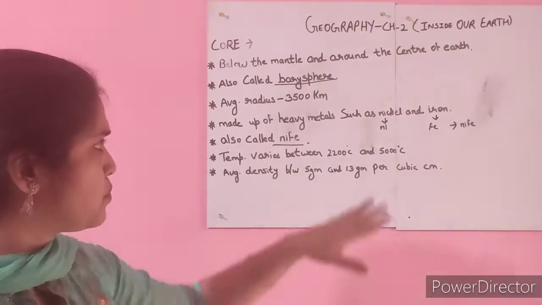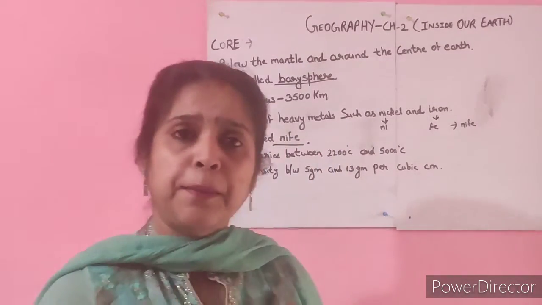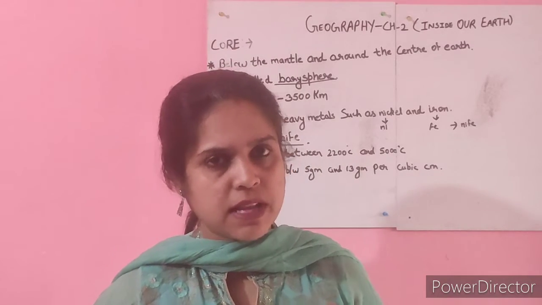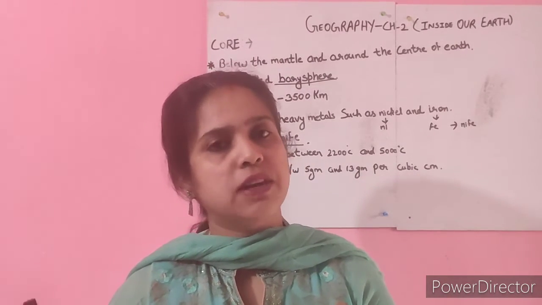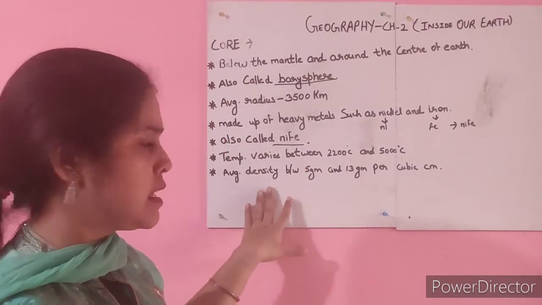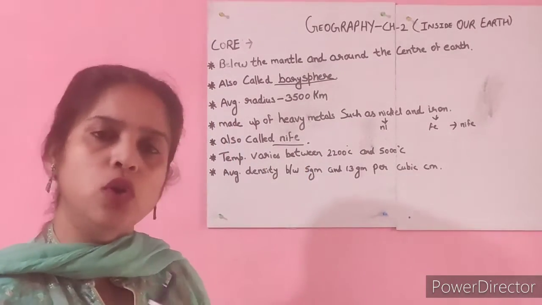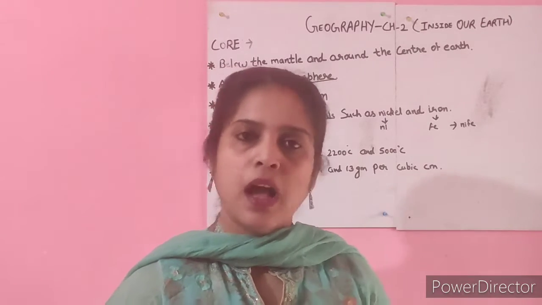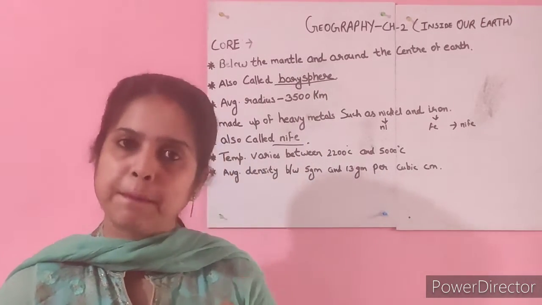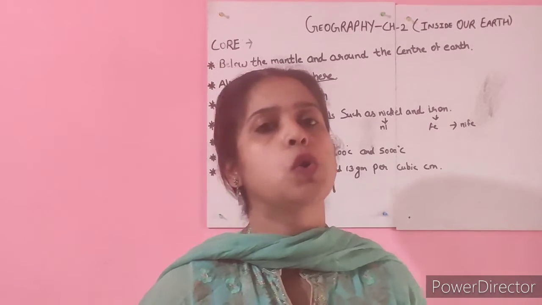Clear till here? Afterwards, the temperature ranges between 2200 degrees Celsius to 5000 degrees Celsius. Clear? And the density is between 5 gram to 13 gram. Clear? So we are done with crust, we are done with mantle, and we are done with core.